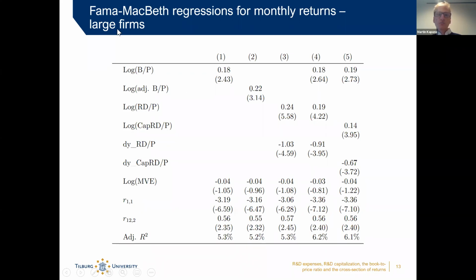Note that these are large firms. I also show the results for small firms, and there the R squared substantially drops. Well, that's why it's particularly interesting or relevant if it's large firms, because you just wouldn't expect such return predictability for large firm samples.